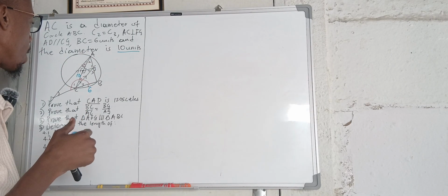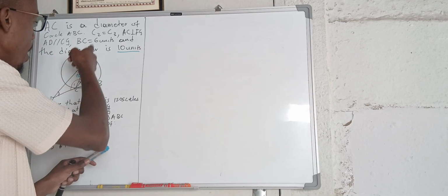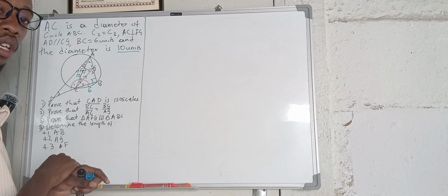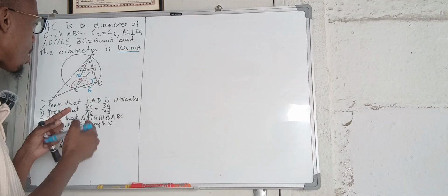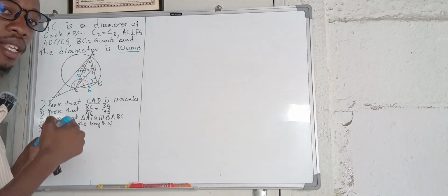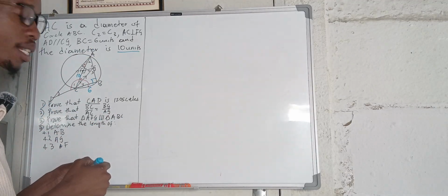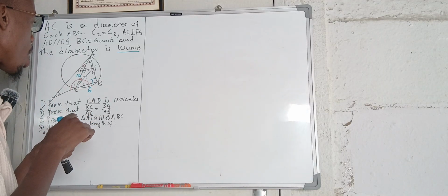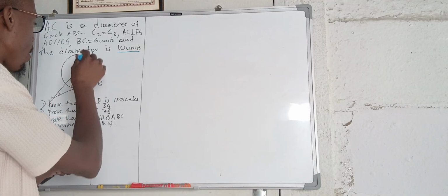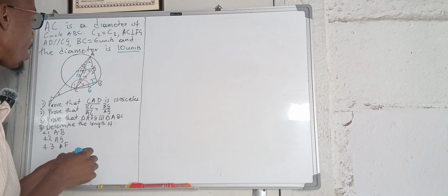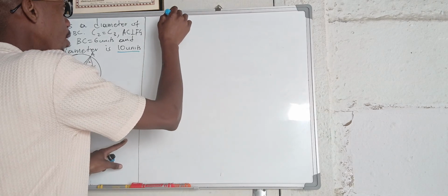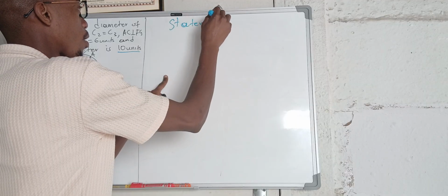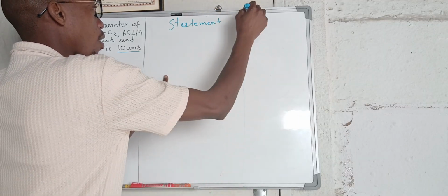So AC as a diameter simply means this angle here is 90 degrees. It being 90 degrees is because it is the angle subtended by the diameter. So if this is 90 degrees, we have ABC as a right-angled triangle. Let me write every piece of information down: statement and reason.